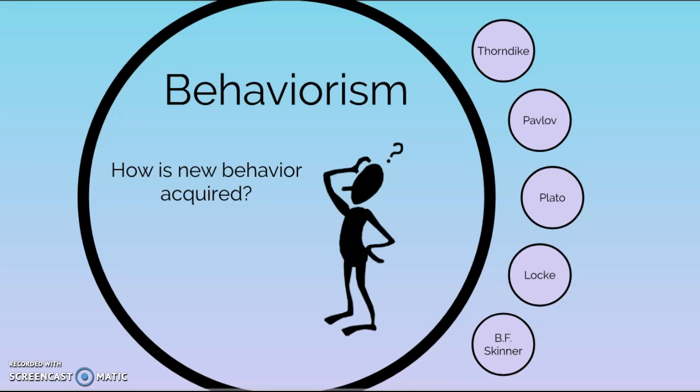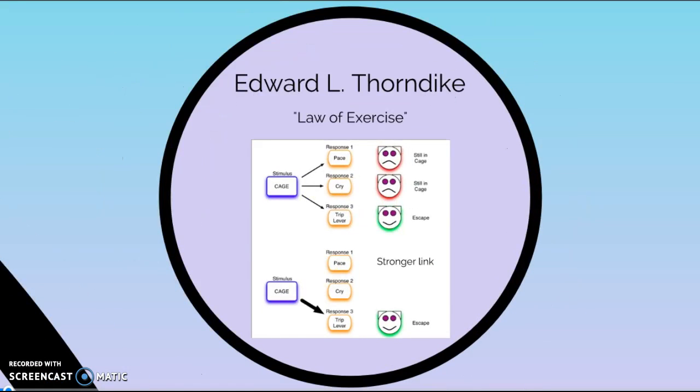The theorists that studied behaviorism include Thorndike, Pavlov, Plato, Locke, and B.F. Skinner. Let's take a look at Thorndike first. Edward L. Thorndike developed the law of exercise. The law of exercise described the condition that can be modified between a situation in which someone is currently in and the response between a situation. When their response is followed with a satisfying state of affair, the connection between the situation and the response strengthens. However, if their response is followed with a dissatisfying state of affair, the strength decreases.